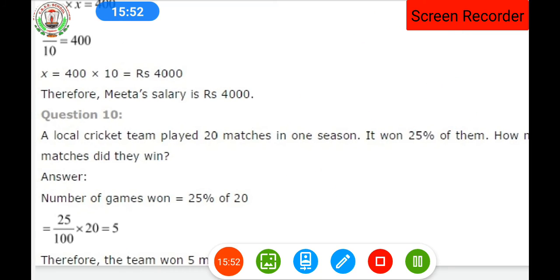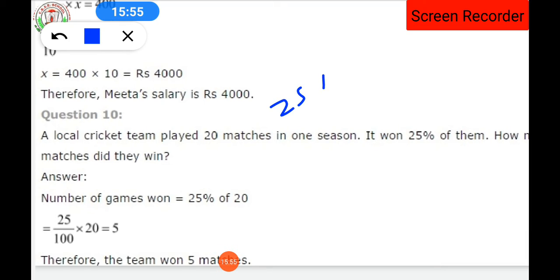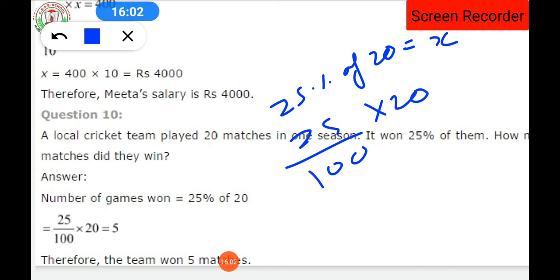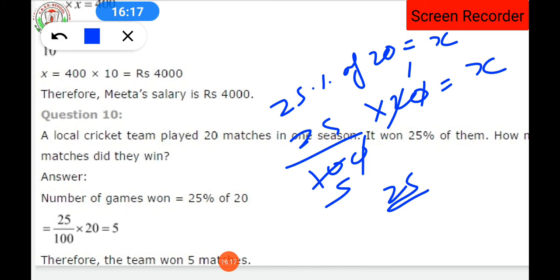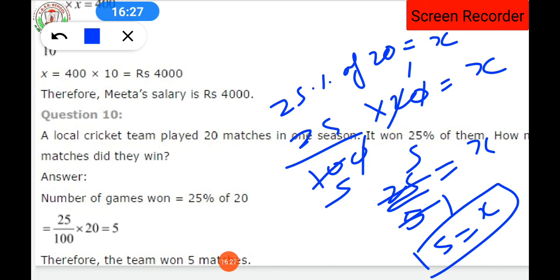Again we will do the next calculation: 25% of 20 is equal to x. So 25 upon 100 into 20 is equal to x, isn't it? Here the zero will get cancelled. So 2 ones are 2, and 2 fives are 10. So here 25 upon 5 is equal to x. Now it will get cancelled by the table of 5. So the total number of matches they won is 5 matches.